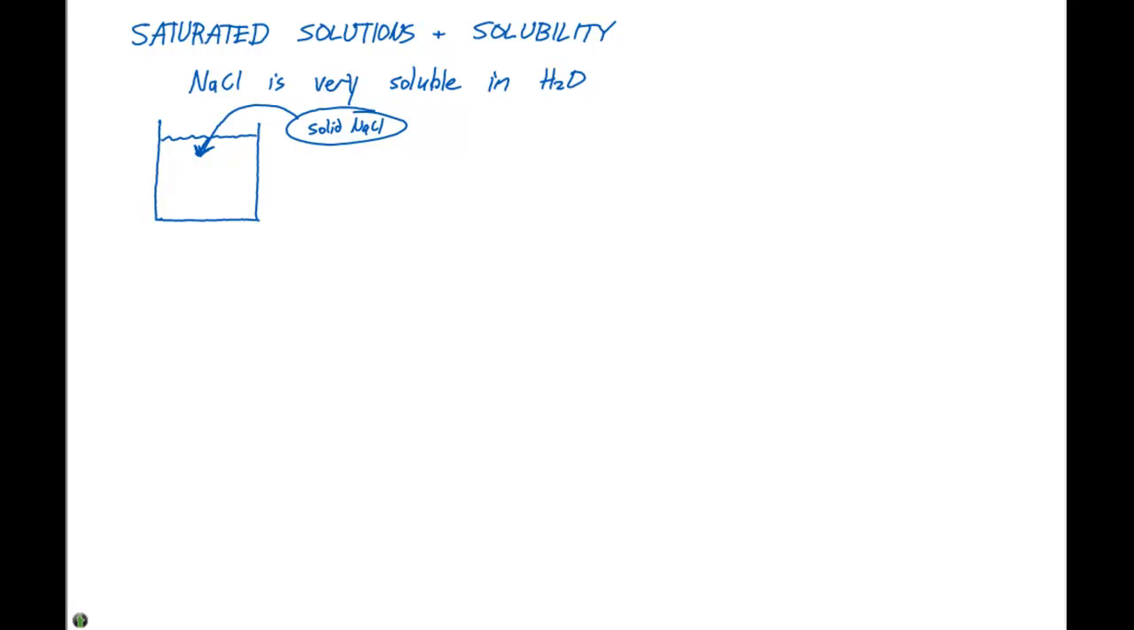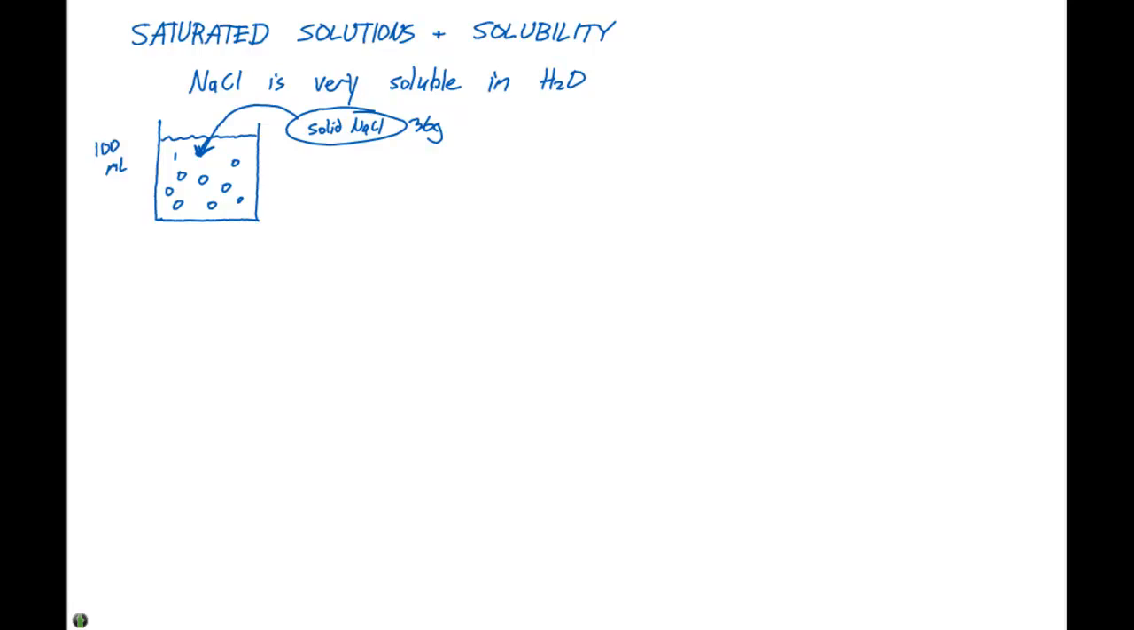So if we keep dumping in here, let's just say we have 100 milliliters of water over here, and we can dissolve 36 grams of NaCl into that solution. So it's going to dissolve, our sodium and our chloride are dissolving here, and now we add more than 36 grams.